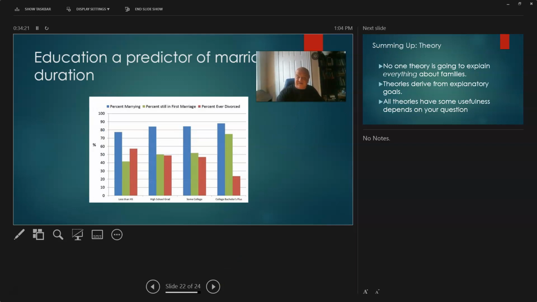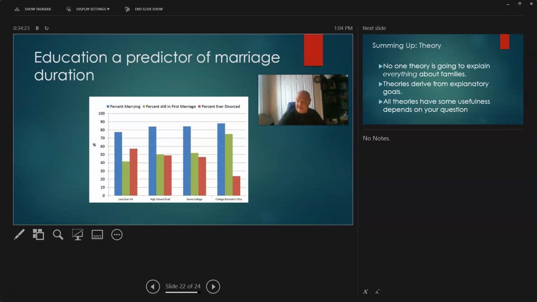So, education is a predictor of marriage duration, okay? If we look over here at college, here's percent marrying, percent still in first marriage, here is the green, and percent ever divorced. So people with bachelor's degrees tend to stay married and stay in their first marriages, okay? Education is a strong predictor of marriage duration.